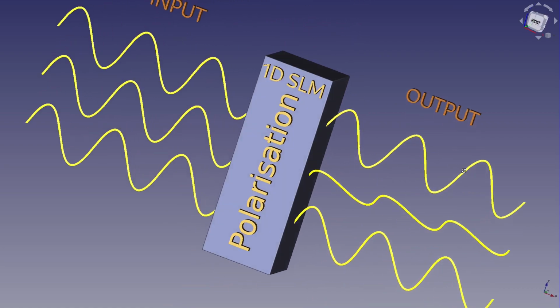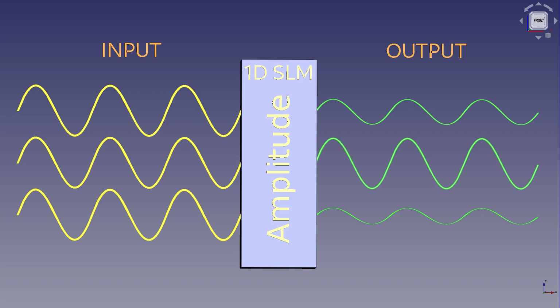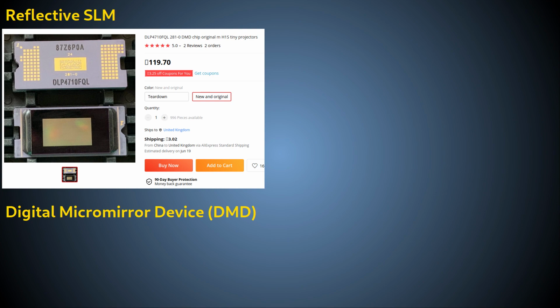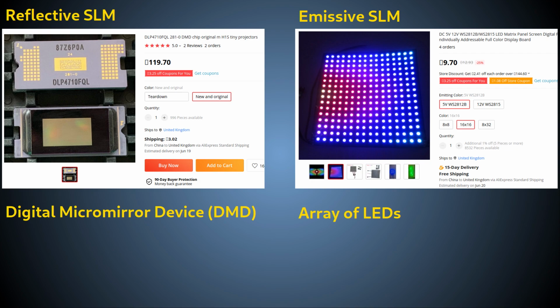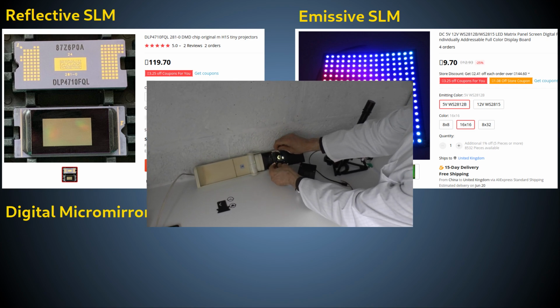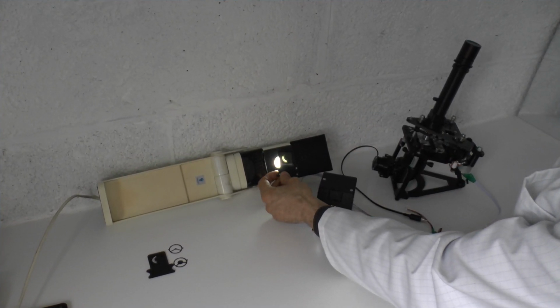So, an amplitude SLM, for example, alters the amplitude or intensity of light coming from it in a way that can change at various points across its surface. SLM devices can be reflective, such as a digital micromirror device or DMD, emissive, such as an LED illumination matrix, or transmissive, such as a transparent TFT display device.